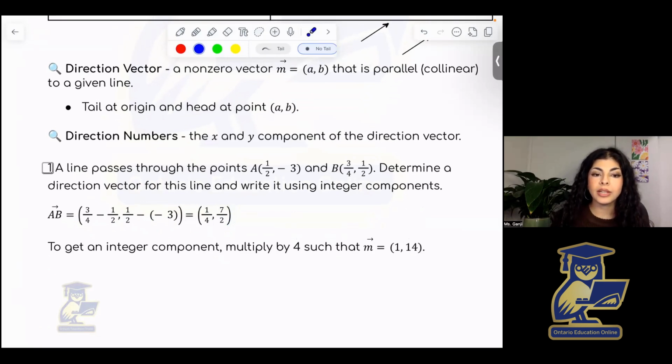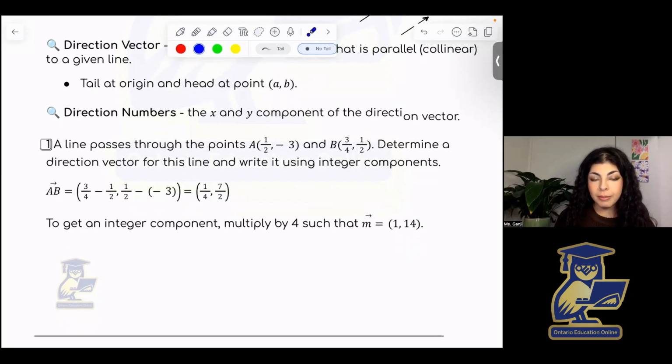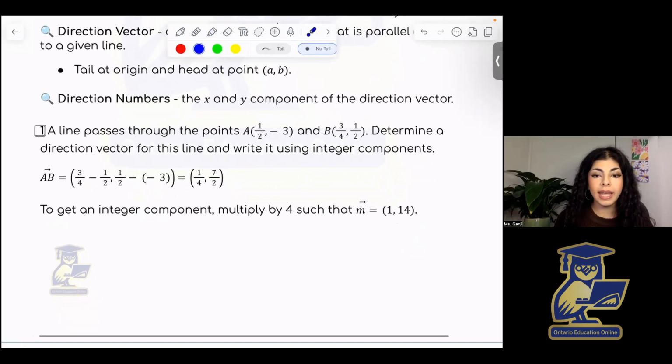But we have rational numbers here as our direction numbers, and we were told to use integer components. Remember, with vectors, we can find scalar multiples. So I multiplied by 4 to get 1 here, and multiplying by 4 here will give us 14. So our direction vector will be given by vector m, which is (1, 14).